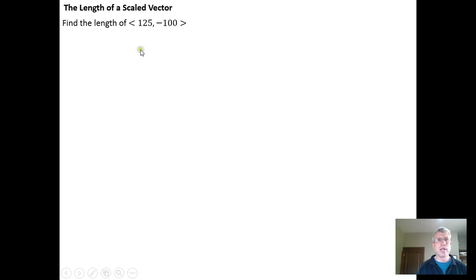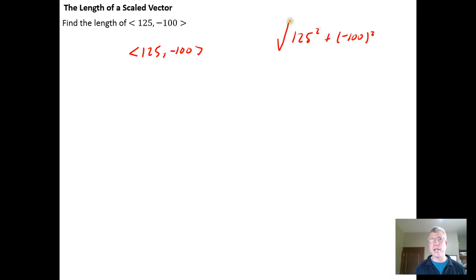And what we can do with this result is use it to simplify our life a little bit. So here I've got a vector 125 comma -100, and it says find the length or the magnitude of that vector. So I could just start grinding. I could say, hey, this is going to be 125 squared plus -100 squared, and I could start grinding this out. Or I could take advantage of the fact that it looks like a scalar has been distributed into this vector, and I can factor it back out.